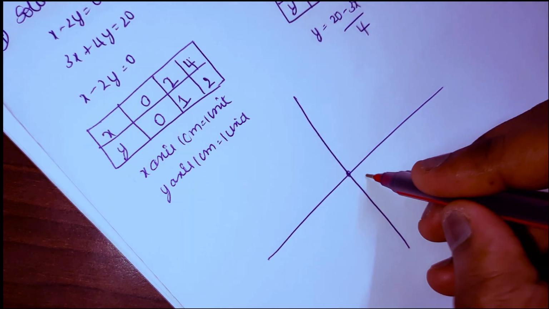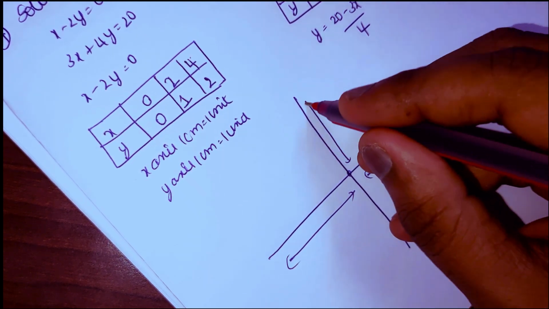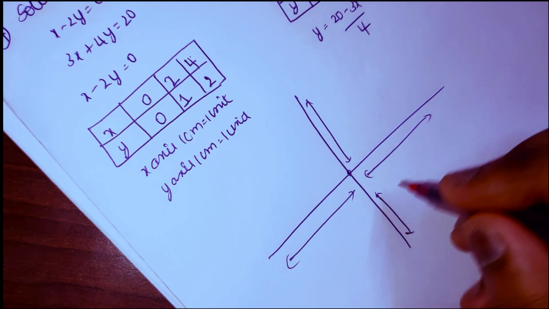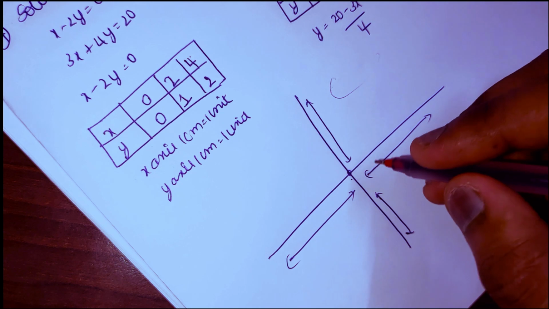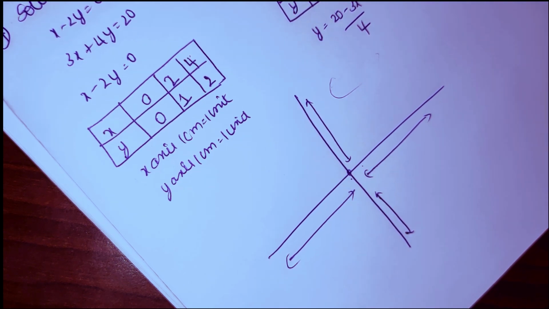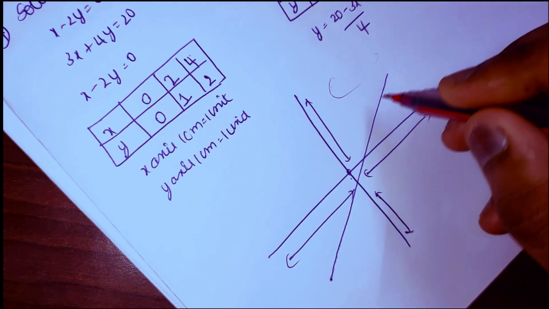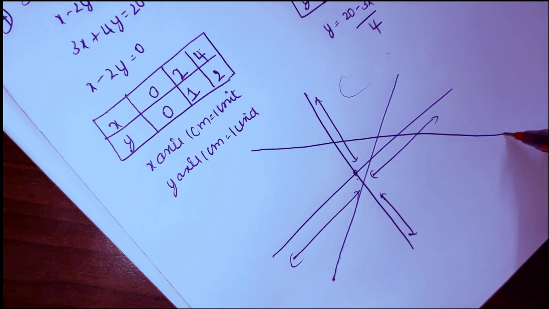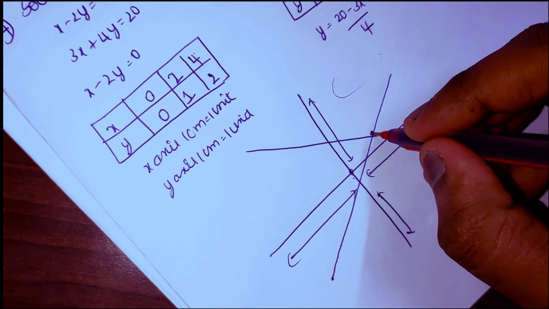This is the positive x-axis, this is the negative x-axis, this is the positive y-axis and the negative y-axis. Write the scale here on the top, then see both the equations, and plot for corresponding values of x and y. You will get a graph in the shape of this. When you draw it properly, you will get the matching or intersecting point.